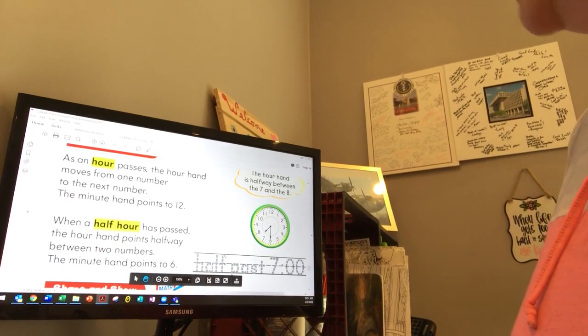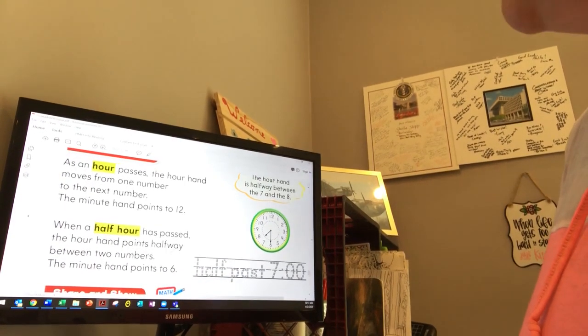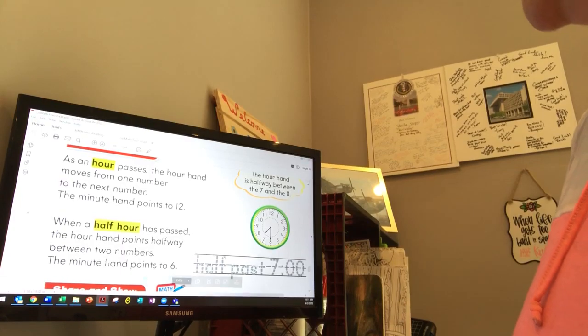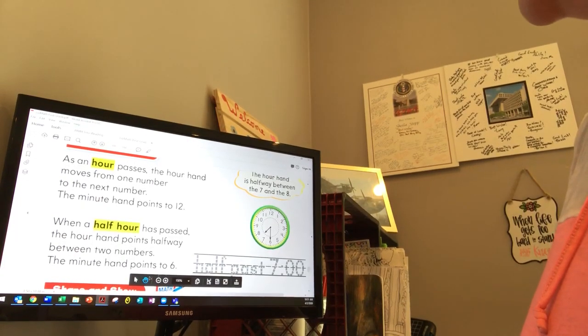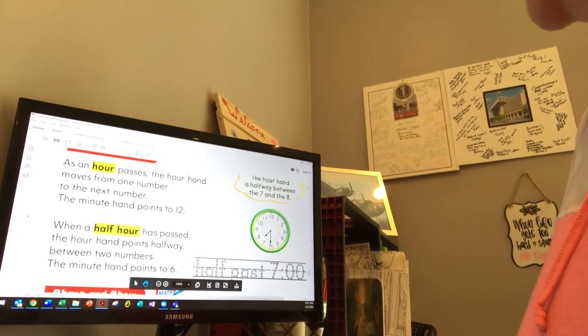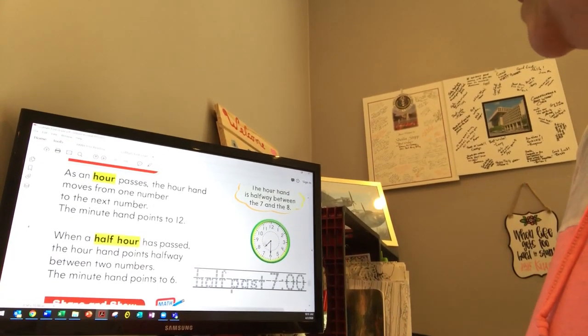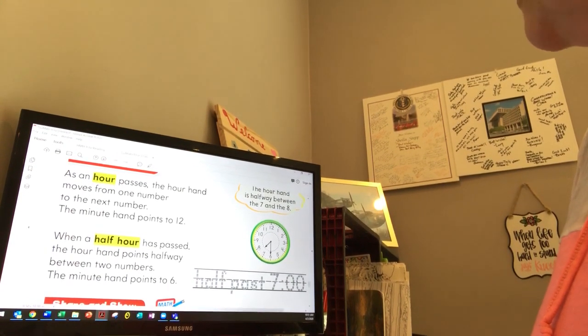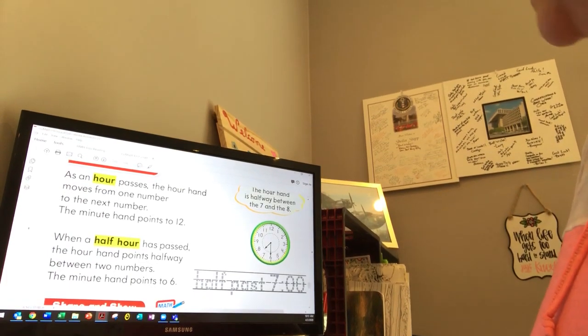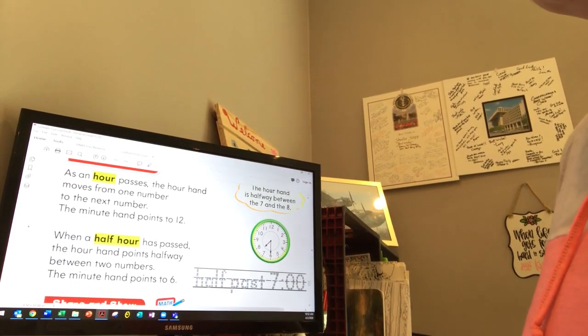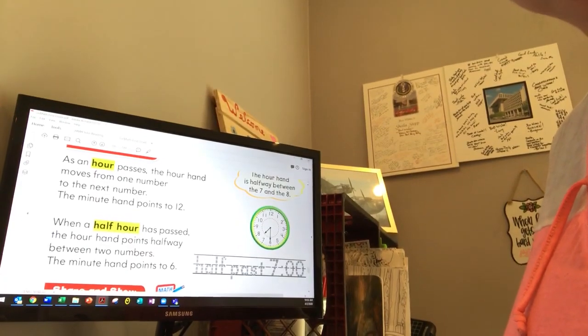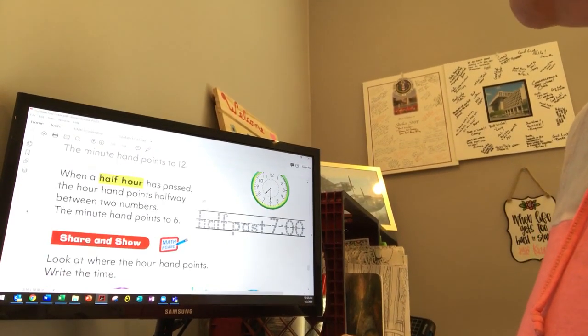When a half hour has passed, the hour hand points halfway between two numbers. The minute hand points to the 6. This clock says that it's 8:30. If you notice, the hour hand is halfway between 7 and 8, and the minute hand is pointing to 6. That's another way of telling what the time is.